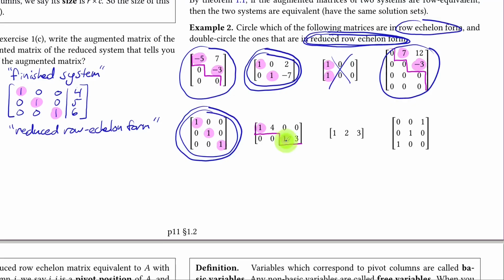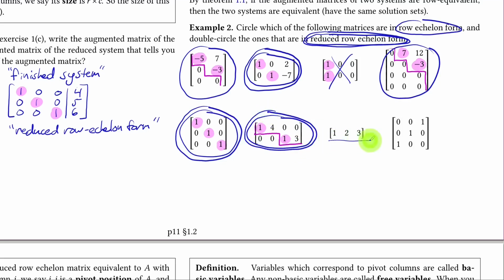Now, is each leading entry the only non-zero thing in its column? Yeah, above and below this one, there's only that one 0. Above and below this leading entry, there's only that 0. Now this 4, can't do anything about this 4. It's not in the column of a leading entry, so it doesn't affect whether it's reduced echelon form or not. Same with this 3. So yeah, this is reduced echelon form.